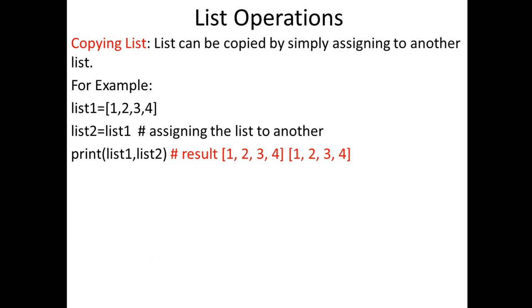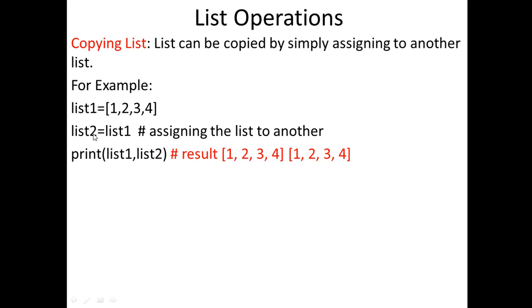And the last topic is copying list. The last topic of this video, not the last topic of that chapter. A list can be copied by simply assigning it to another list. All the elements of list 1 will be copied into another list by simply assigning it. For example, list 1 is 1, 2, 3, 4 and the statement I have written is list 2 equal to list 1. It means that the items of list 1, which are 1, 2, 3, 4, are copied into the second list, which is list 2.